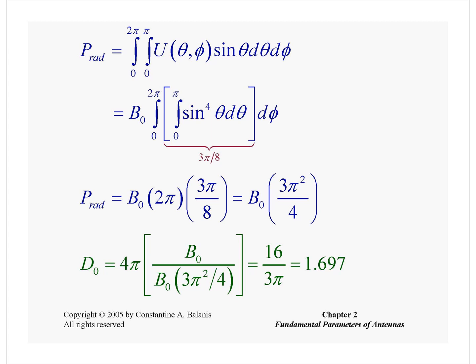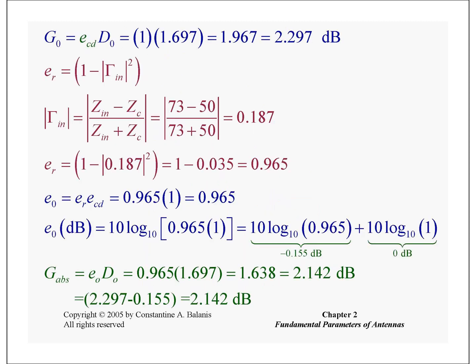So we get the value of directivity by putting the values of power. 4 pi into B naught, this is U max, divided by total radiated power, simplify it, and we get a dimensionless quantity which is equal to 1.697, which is nearly 1.7, okay, for a dipole. And if we convert it into dB, it will be slightly greater than 2.